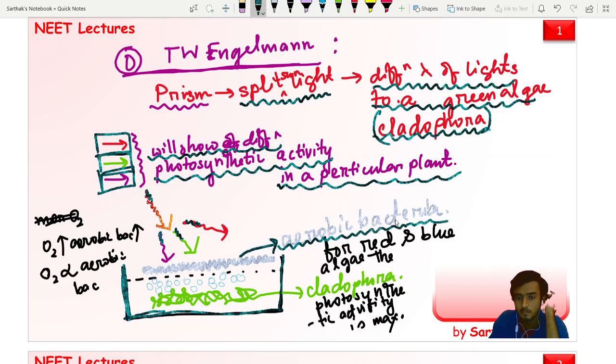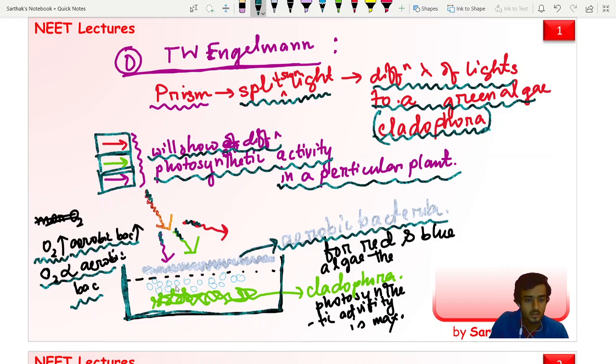So what is the role of aerobic bacteria here? If the O2 concentration increases, the aerobic bacteria will also increase. So this aerobic bacteria serves as an indicator of O2 here. That means O2 is directly proportional to aerobic bacteria. If the concentration of O2 is high, then the aerobic bacteria will grow, and if the concentration of O2 is low, then the aerobic bacteria will fall or will not grow.